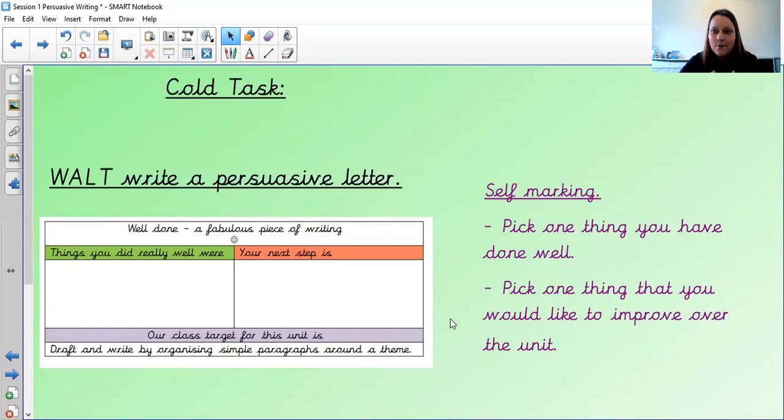Okay, so have a go at writing the persuasive letter to Mrs. Blanche and then have a go at marking it. And I would love it if you could send in this work today so that I could read your persuasive letters and give a little bit of feedback as well.